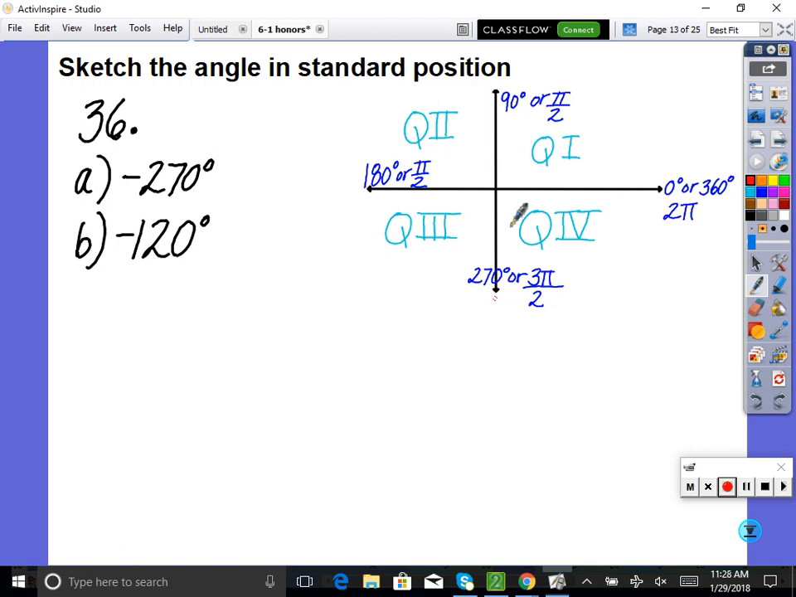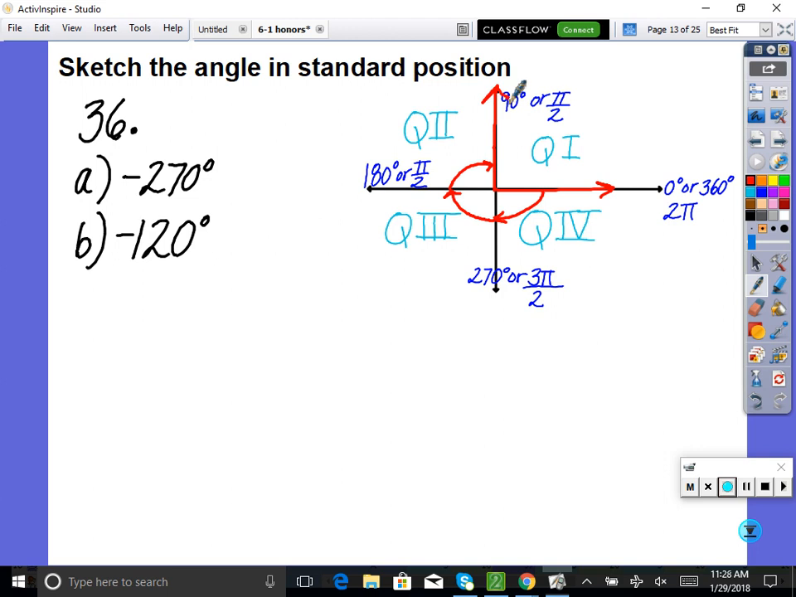So you would draw an XY chart, then you would draw your initial side. Now this is negative 270 degrees. So aren't we going downwards? You've got to point your arrow in the correct direction. So we went right there, negative 90, didn't we? Keep going, negative 180. Keep going. Negative 270. So that's where it landed.